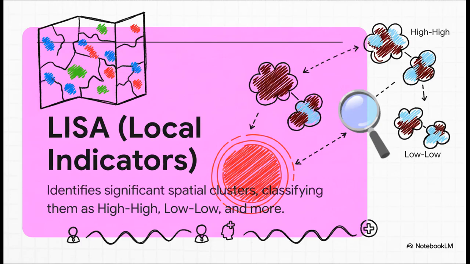And what's so cool about it is that it doesn't just find a cluster, it tells you what kind of cluster it is. For example, a high cluster means you found an area with a high rate of something, and it's surrounded by other areas that also have high rates. That tells us a lot about the nature of the hotspot.